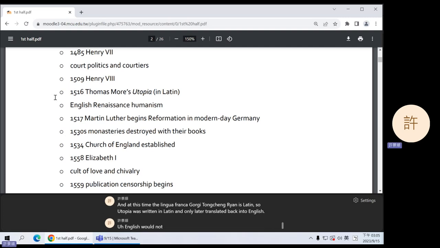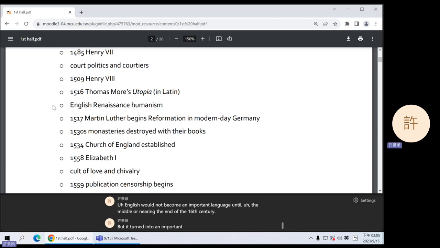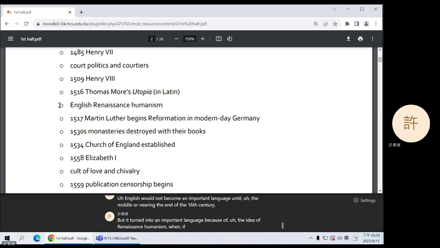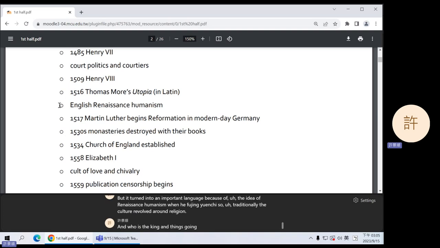English would not become an important language until the middle or nearing the end of the 16th century. But it turned into an important language because of the idea of Renaissance humanism, 文艺复兴人文主义. So traditionally, the culture revolved around religion and who is the king, and things going on across Europe, which at the time was the Western world.